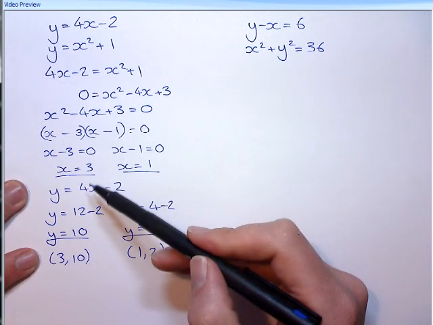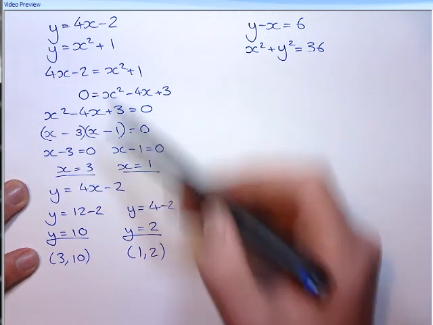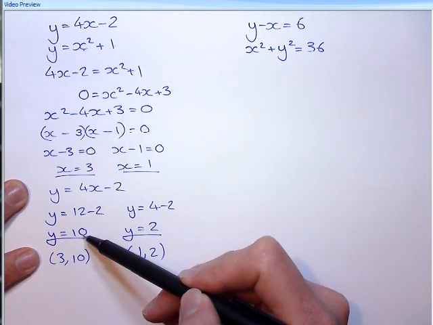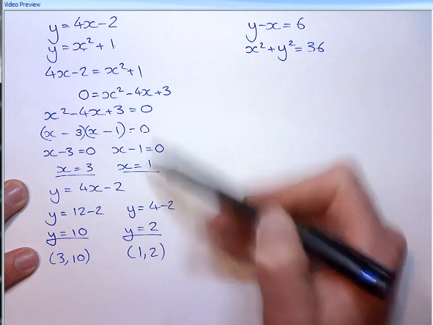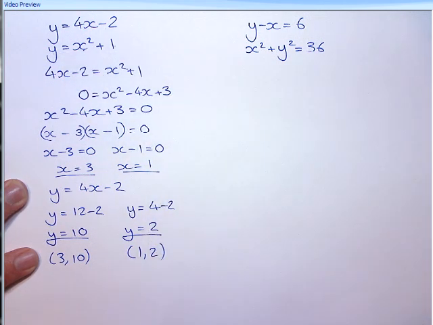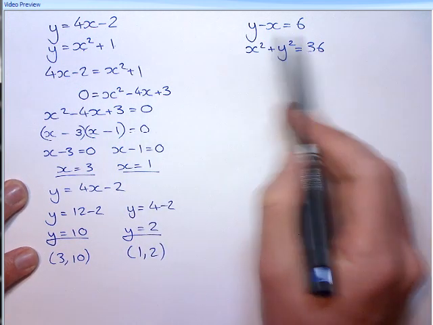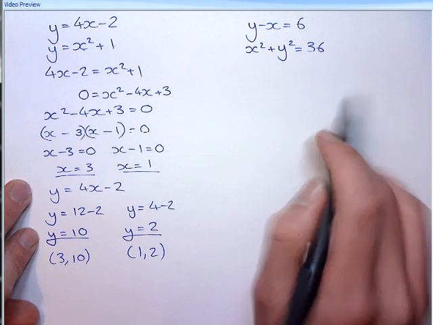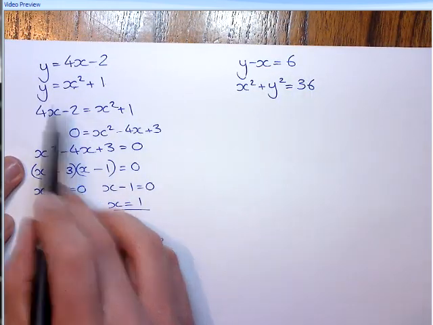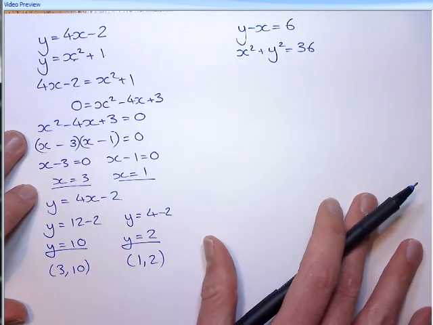Let's just double check it in the other one. So if x is 3, 3 squared plus 1 is 10, and my y was 10, so that works. When x is 1, 1 squared is 1, plus 1 is 2, and that's what I had. So I know I'm 100% correct. Now let's look at this one. This one's slightly different because they're not equal to the same thing, so I can't start like this one.